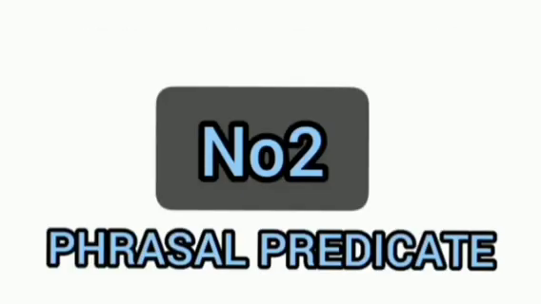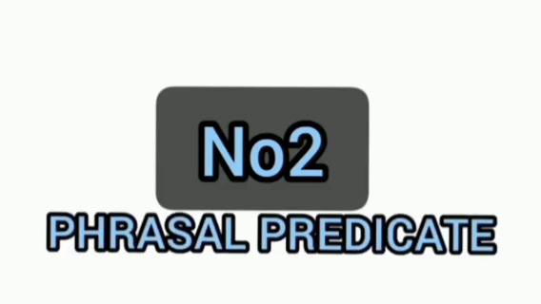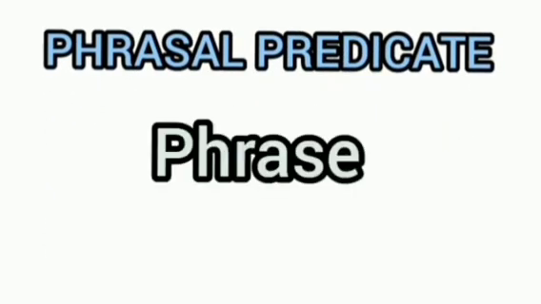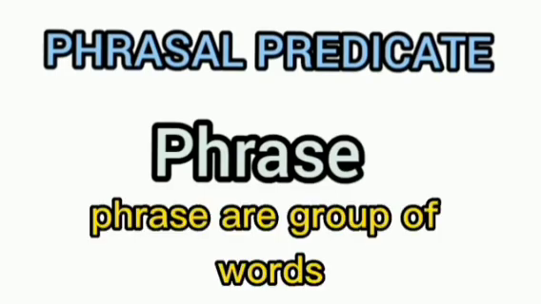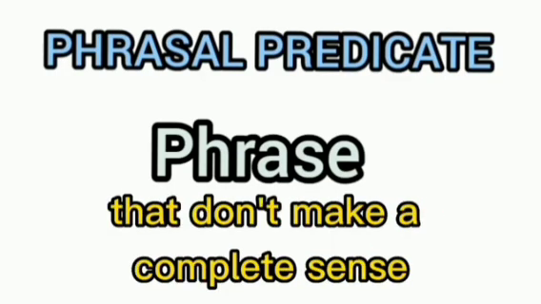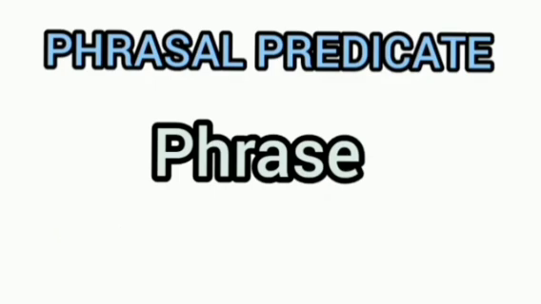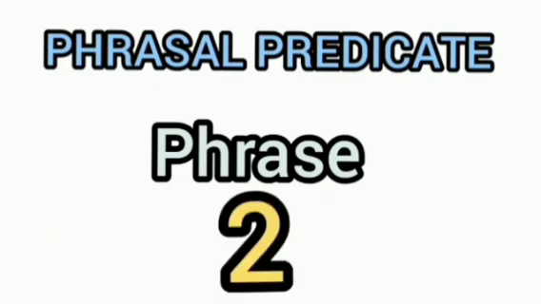Number two, we have the phrasal predicate. This is a type of predicate that is made up of a phrase. Phrases are a group of words that don't make a complete sense or a complete sentence. Phrases in Arabic are classified into two.